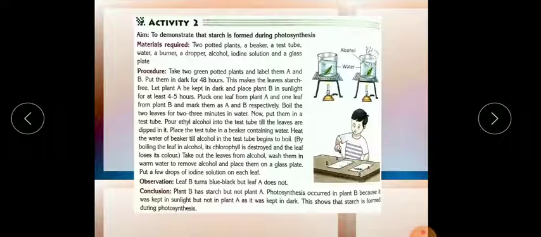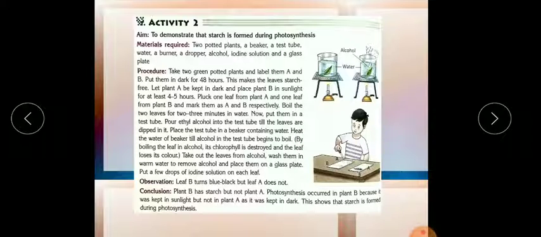Decolorization of chlorophyll means all the green part will come into the water and our leaf will become pale white or non-green. Okay, so then we have to take out the leaves and wash them with warm water to remove alcohol and also to make the leaf soft, as I said. So you can write that point also, to make the leaf soft and to remove alcohol. All right, and then put a few drops of iodine solution, the last step the boy is doing.